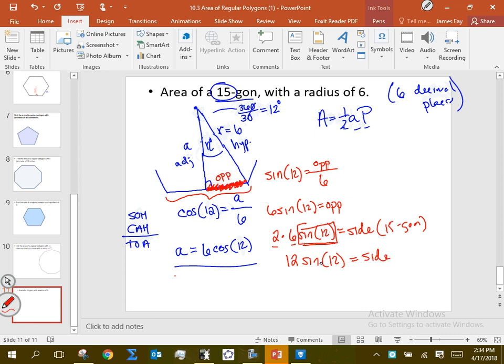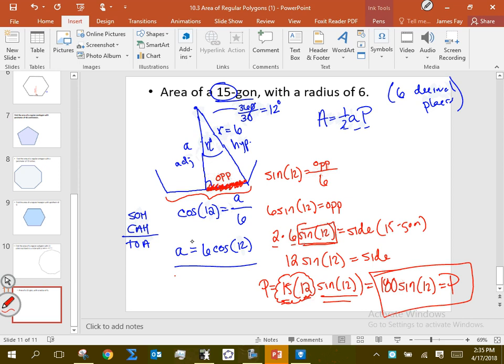How do I use one side to find the perimeter? Yeah, perimeter is 15 times 12 sine of 12. And that should give me my perimeter. Now, that's a number, and that's a number. Of those 3, which 2 relate the best, or work the best together? 12 and 15. So I multiply those together, and I get 180 and my sine of 12. And that is your perimeter. That's a capital P.